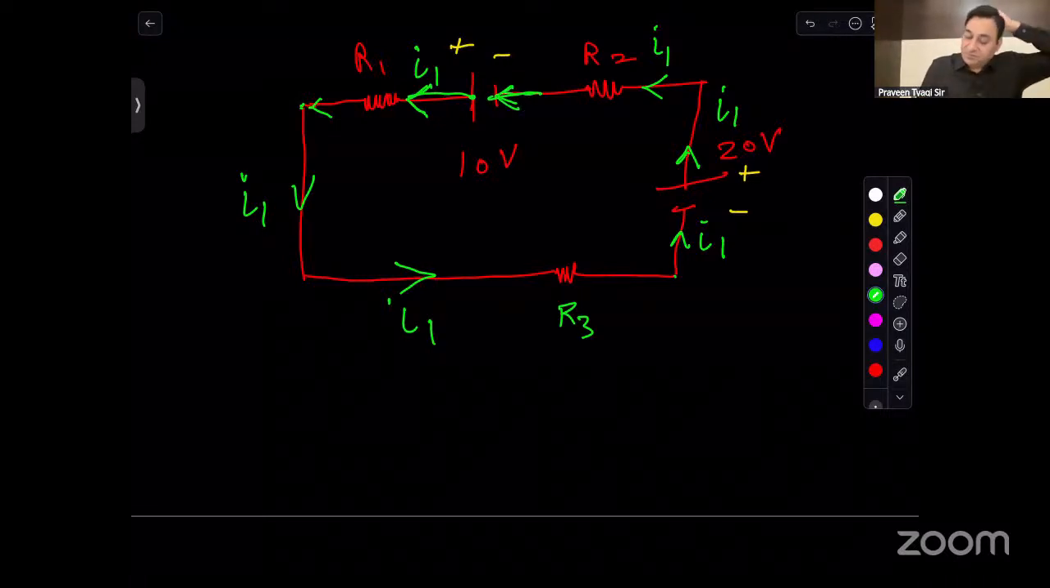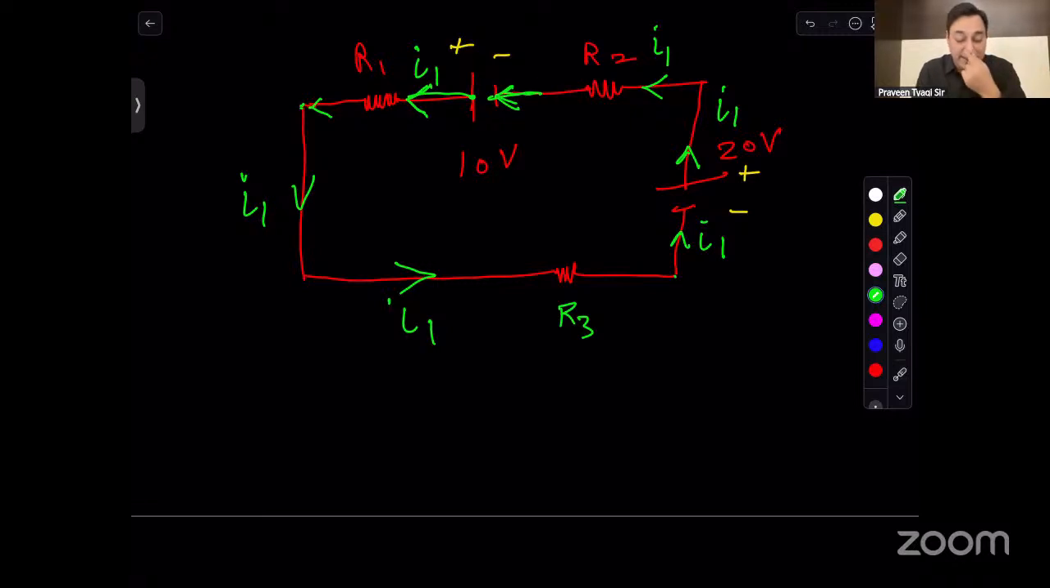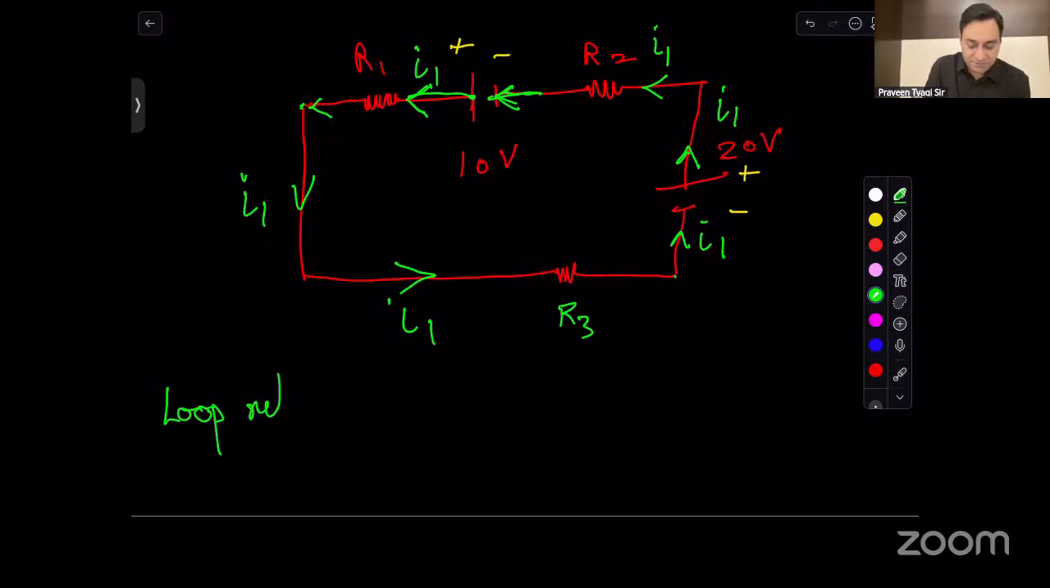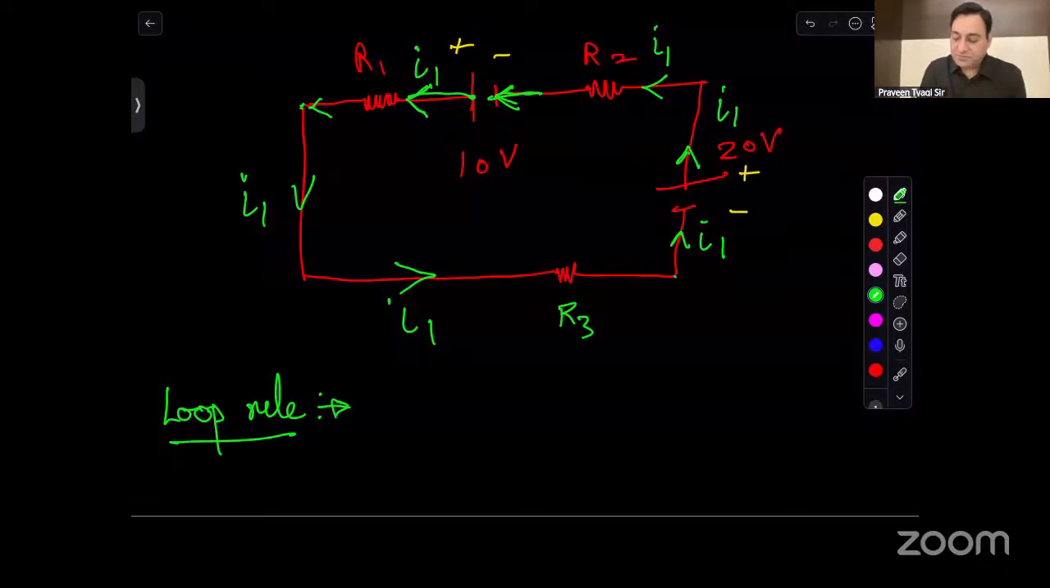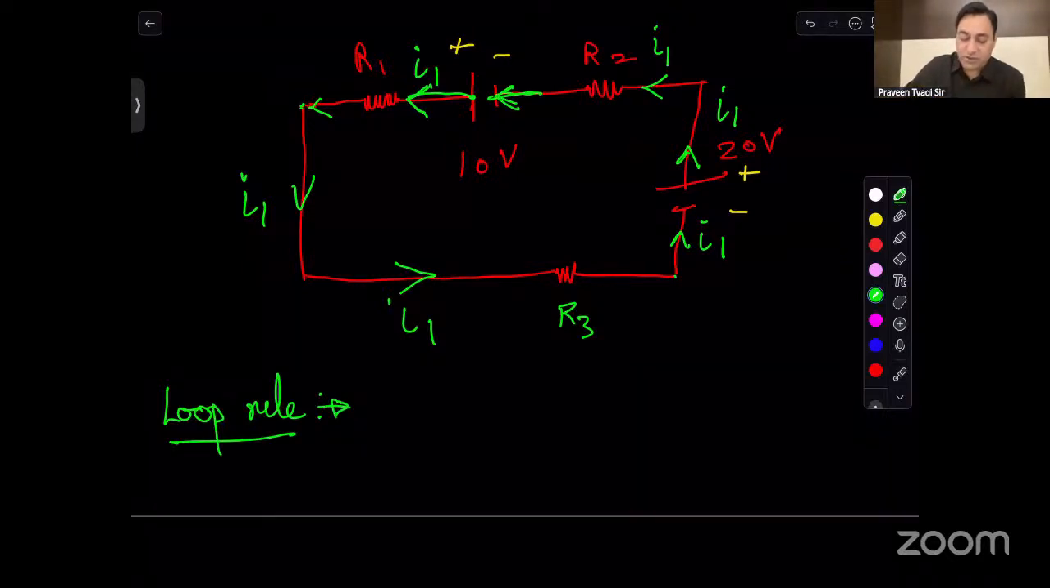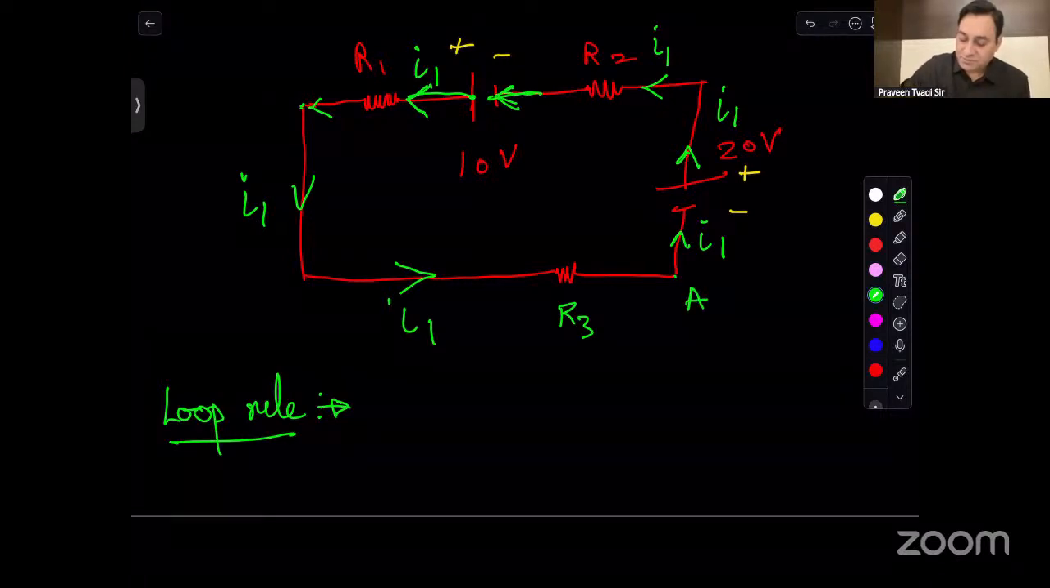So here my focus is more than the junction rule on telling you Kirchhoff's second rule, the loop rule. This is also called the loop rule. Now try to understand what we are going to do. Let's name these points. A.